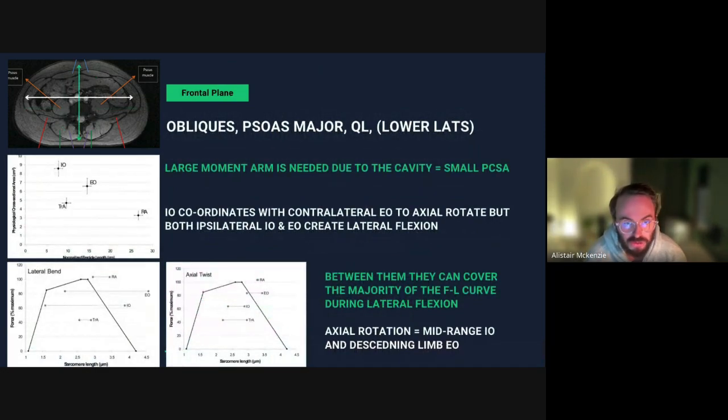Okay, next up is the frontal plane. And this is really important because, like we said, we have that lateral instability of the spine if we take away the tissues. So the muscles we're talking about here are going to be the internal and external obliques, the psoas major, the QL, and the lower lats.